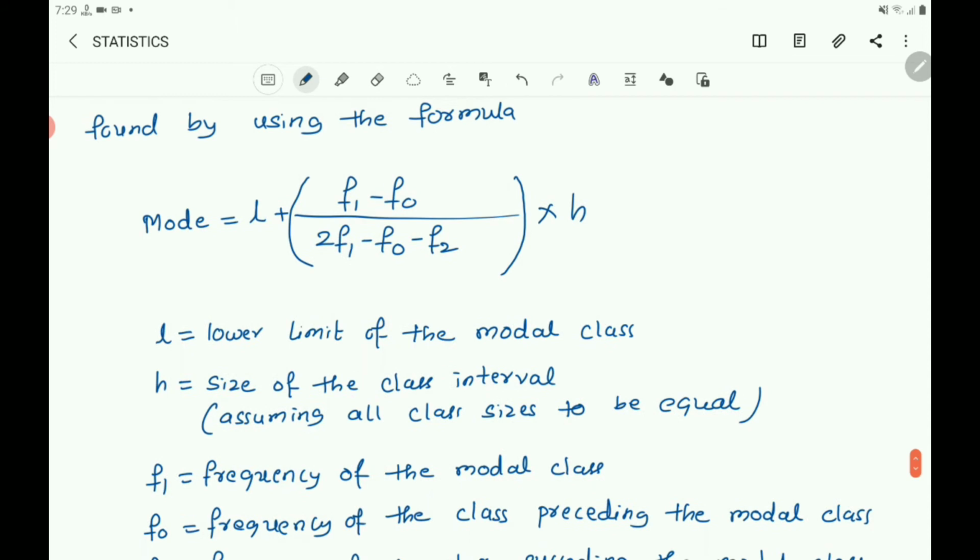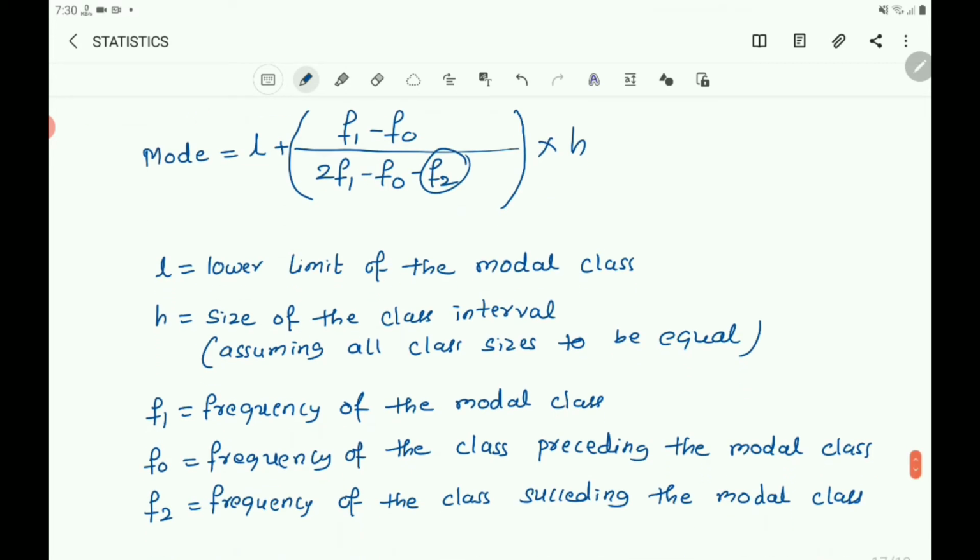Here the formula includes L. What is L? L is the lower limit of the modal class. F1 is the frequency of the modal class, F0 is the frequency of the class preceding the modal class, F2 is the frequency of the class succeeding the modal class, and H is the size of the class interval. By using this formula, we can find the mode of a grouped frequency distribution.